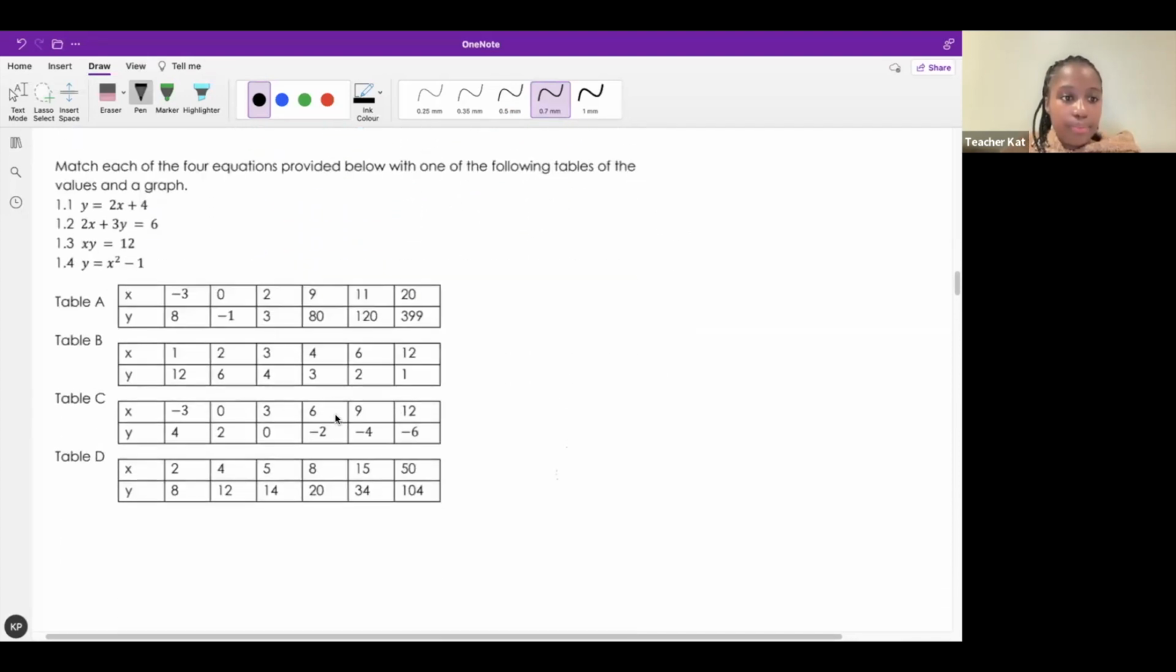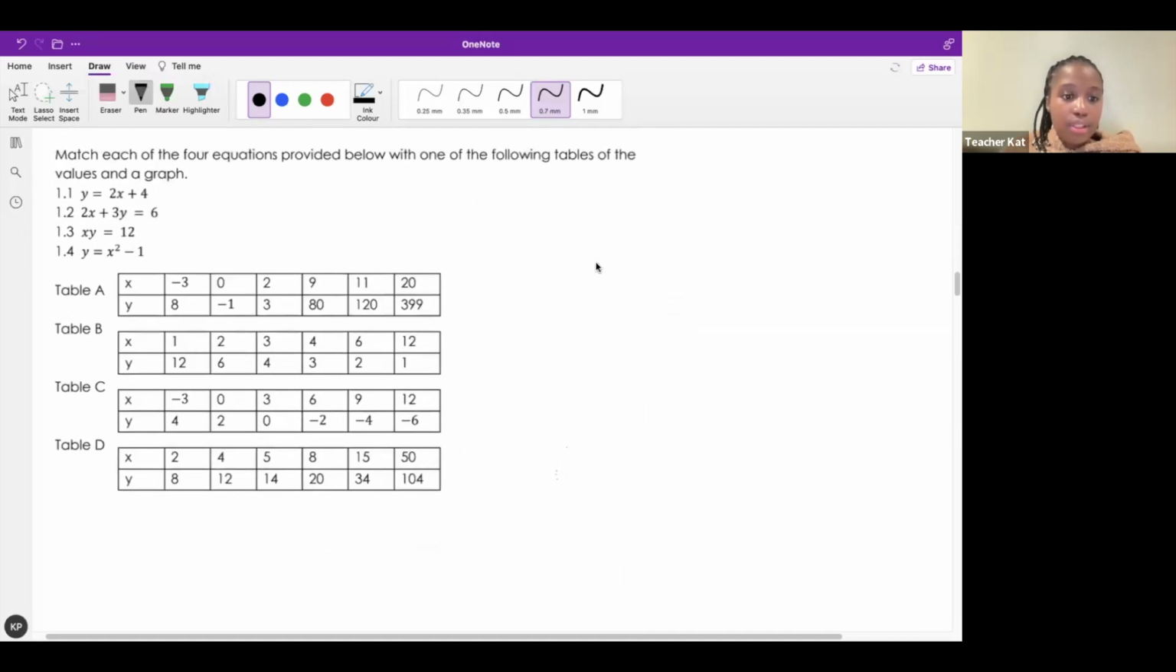All right. Now, I have 4 formulas up here, and I have 4 tables, and I need you guys to match the formulas to the tables. The problem with some of these formulas is they're not in the correct form. We want our formula to say y equals something so that we're able to determine how to find x. But if you look at 1.2 and 1.3, it is not in that form. So before we go anywhere, we need to fix 1.2 and 1.3.